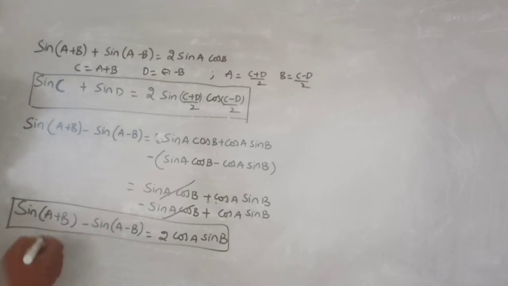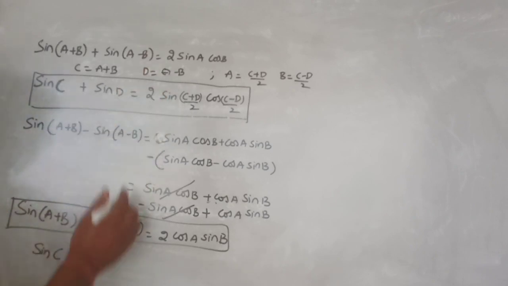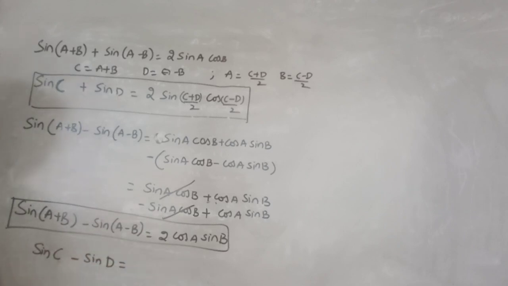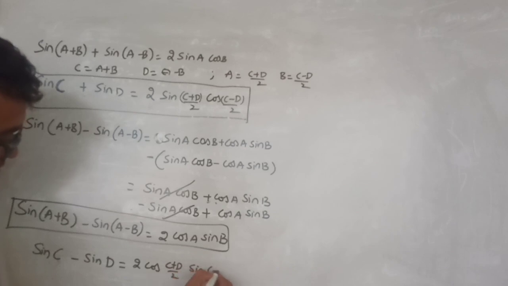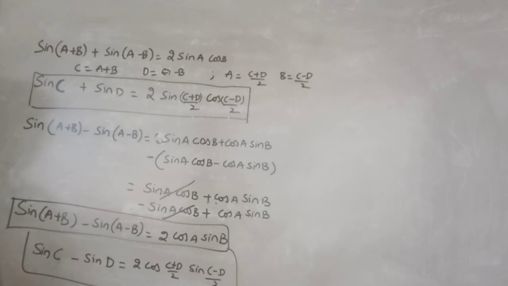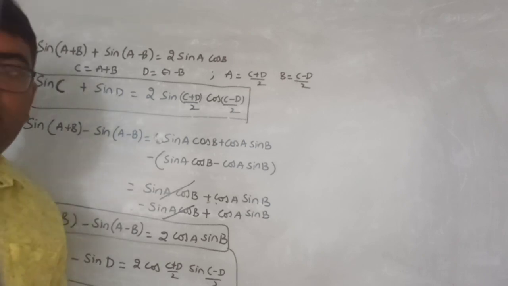But here sin of a plus b is c, sin c minus sin of a minus b is d, so sin d. 2 into cos a is cos c plus d by 2, sin b is sin c minus d by 2. So here we got it, sin c minus sin d is 2 cos of c plus d by 2 into sin of c minus d by 2. Okay.